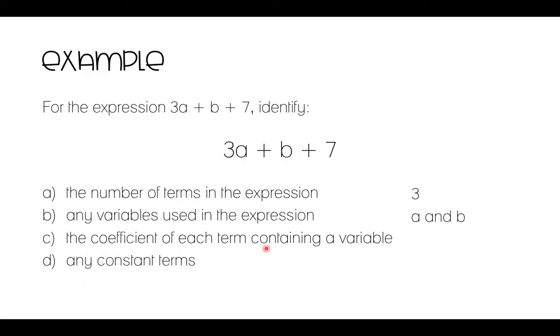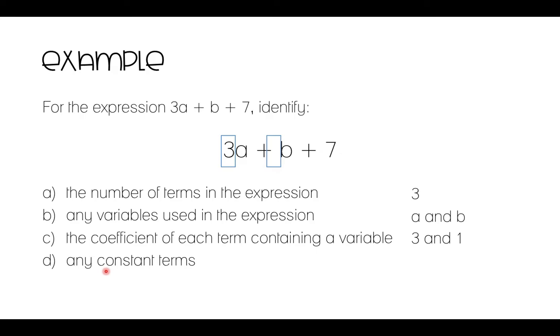Now, the coefficient of each term containing a variable. So the coefficients of a and b. So the coefficient, remember, is the number at the front. Now in this case, 3 is our coefficient for a. And with b, there's no number out the front that we can see. There's no number at the front here that we can see, but what we are actually saying is it's 1 times b. There's no need to write 1, because if we say I have 1 apple, well, it's the same as saying I have an apple. If someone says to you, I have an apple, you know that they've got 1 apple. So if there's a b, we know that there's 1 b. So the coefficient of each term containing a variable is 3 and 1.